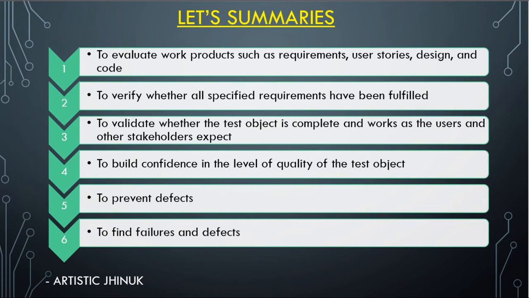Now let's quickly summarize all the 9 testing objectives. First, to evaluate work products such as requirements, user stories, designs and code. Second, to verify whether all specified requirements have been fulfilled. Third, to validate whether the test object is complete and works as the user and other stakeholders expect. Fourth, to build confidence in the level of quality of the test object. Fifth, to prevent defects. Sixth, to find failures and defects.